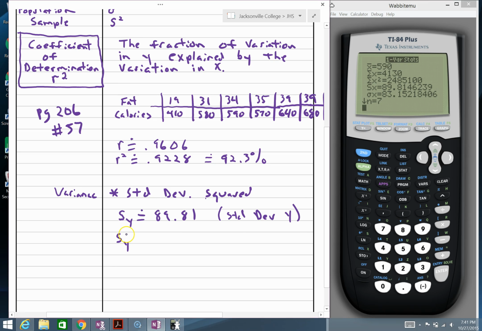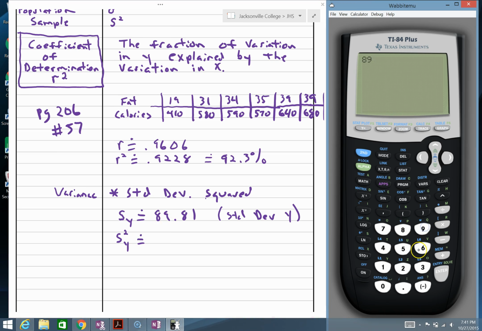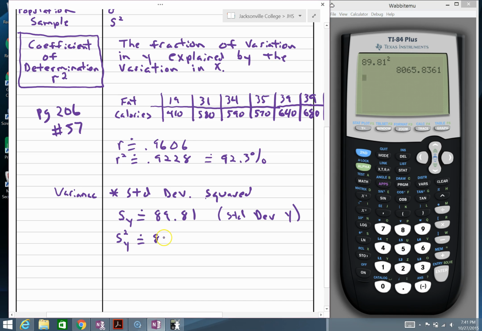I'm going to look at the variance of my y's because, as I stated before, it's a little better number to use mathematically. So I'm simply going to square this number. 89.81 quantity squared. That number is about 8,065.84. Okay, this is the variance of my y's.